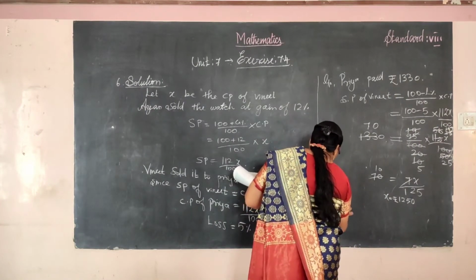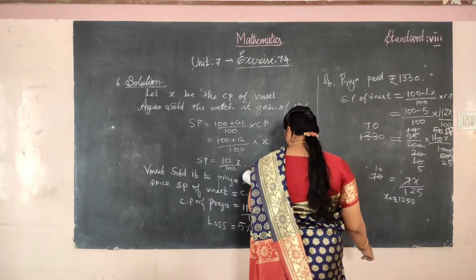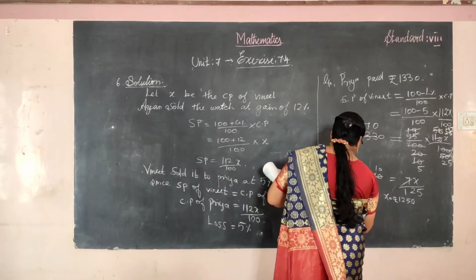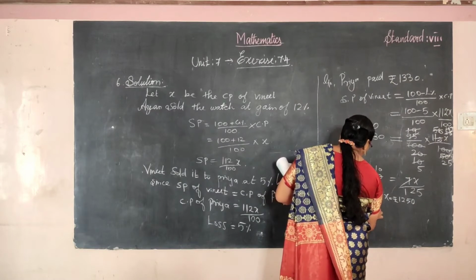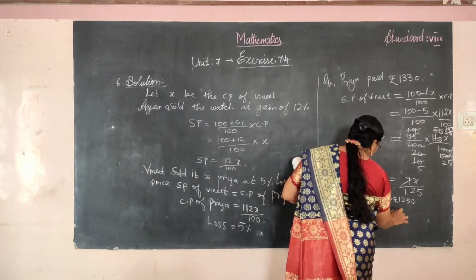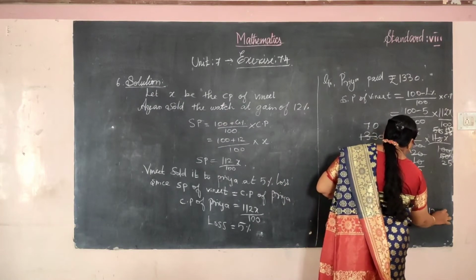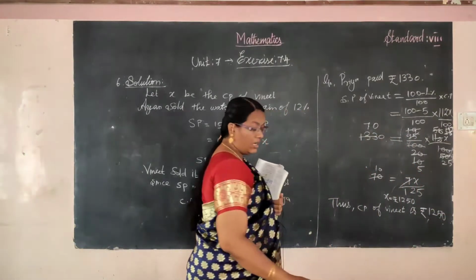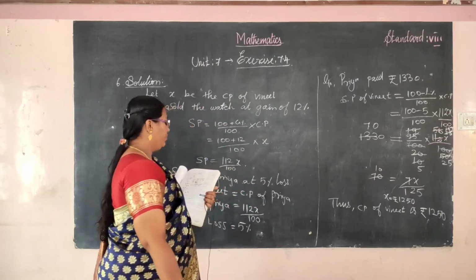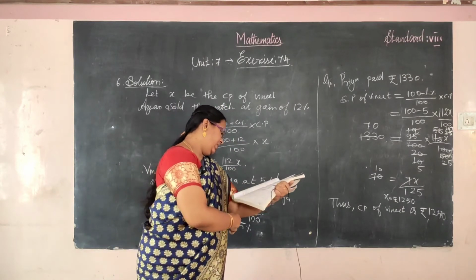Thus, cost price of unit, is it? Cost price of unit is rupees 1250. Okay, see the next one of that.